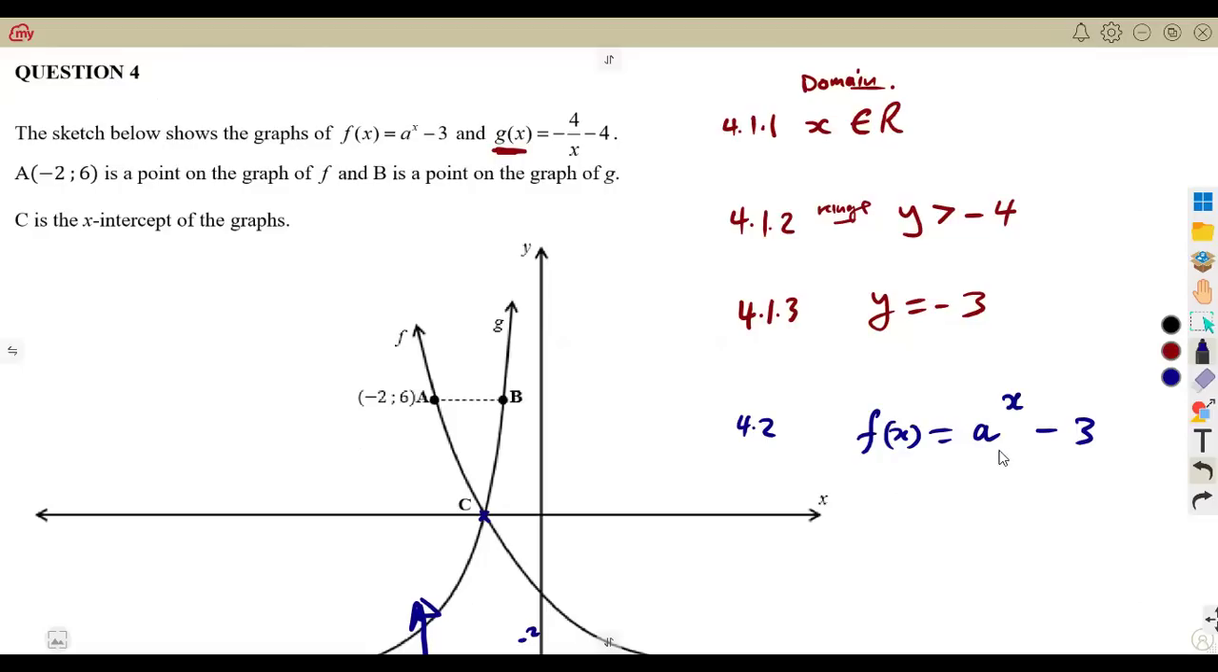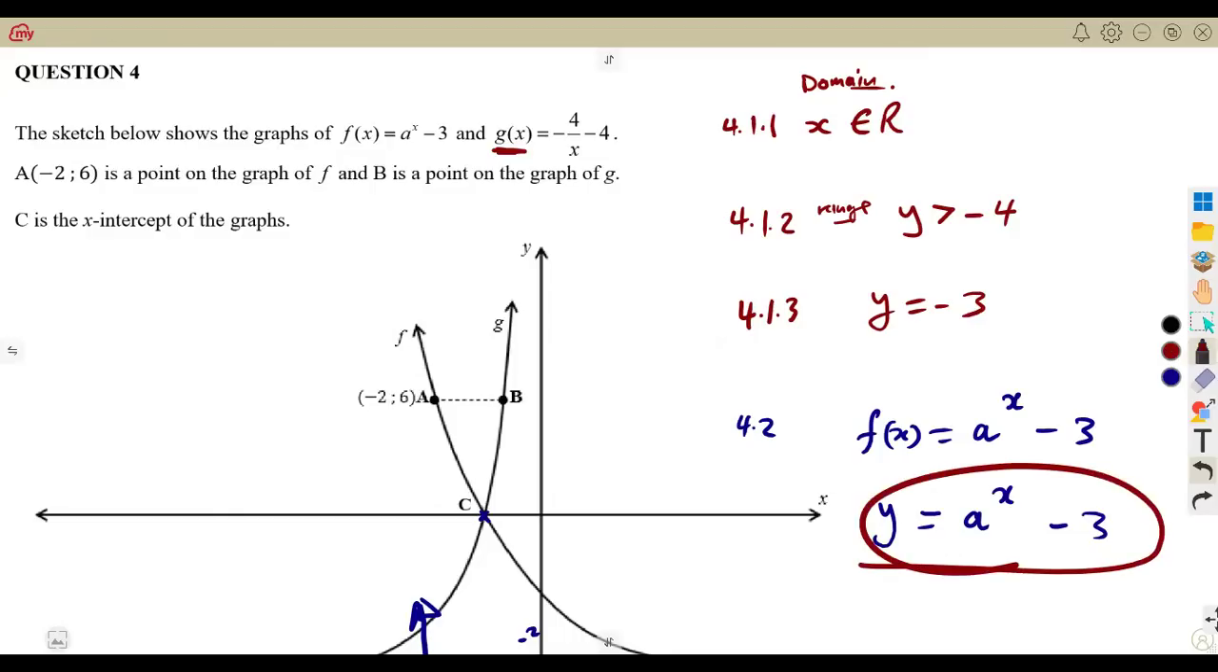When we say f of x, these are y values, y versus x. So instead, I can just write y is equal to a to the exponent of x minus 3. That is what it means. So if this is y and this is x, is there a point which lies on f that we are given and it's a complete point? Yes, the point is there.